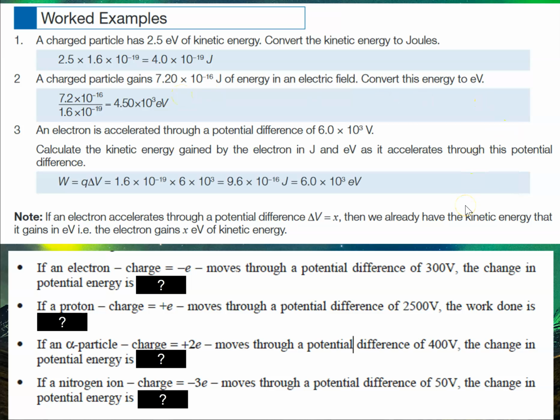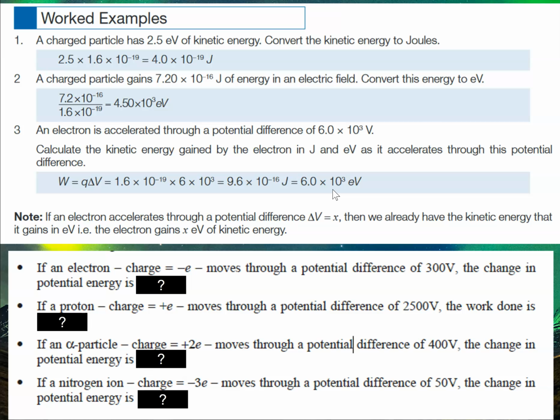In the last case, I use my Q delta V. I've used the charge of the electron, 1.6 times 10 to the minus 19. It was in a delta V of 6 times 10 to the 3. So again, I just plug in my delta V, I get my number, and Q delta V is always in joules. So my 9.6 times 10 to the minus 16 is in joules. It should be a giveaway because the number is very small. If you have a tiny number like 10 to the minus 16, that should be a giveaway that it's joules because it's not a great unit. Then when I convert to electron volts, I get something much more reasonable, 10 to the 3.